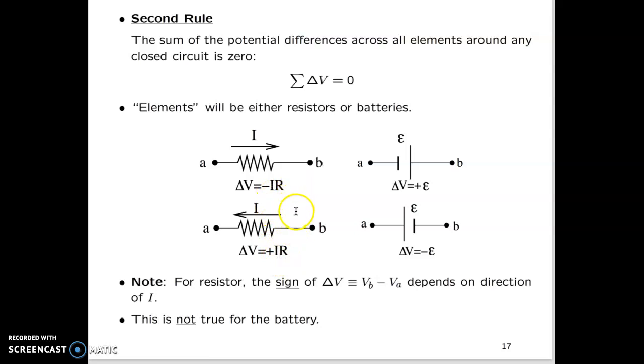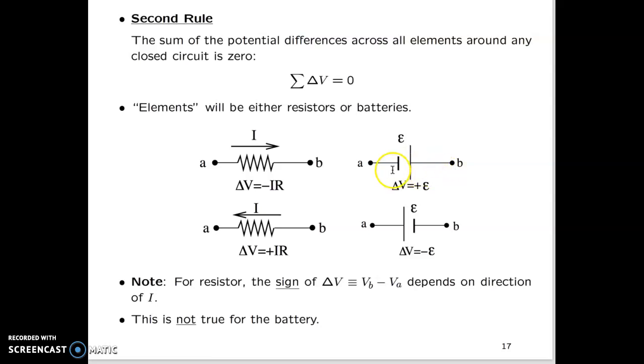So when you go through circuit analysis using Kirchhoff's rules, make sure you keep this in mind for potential differences for resistors. The direction of the current matters. Okay, what about a battery? Well, current can flow through batteries. Surprisingly, they can flow in either direction through a battery.